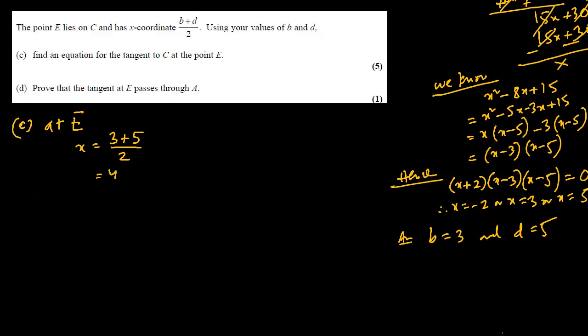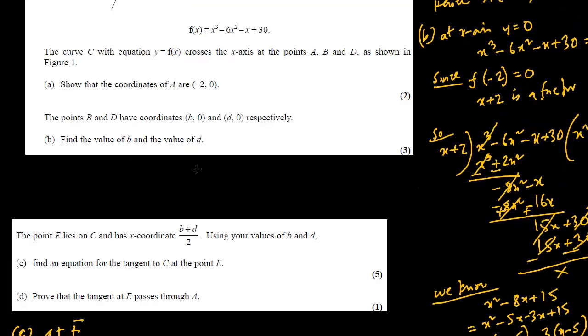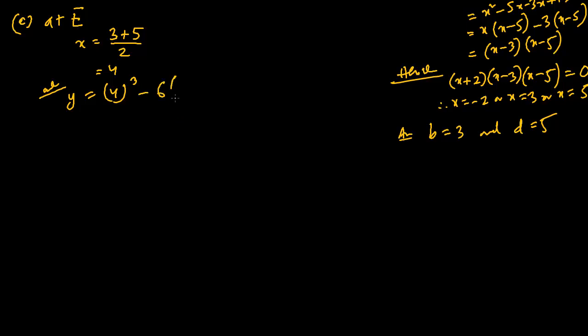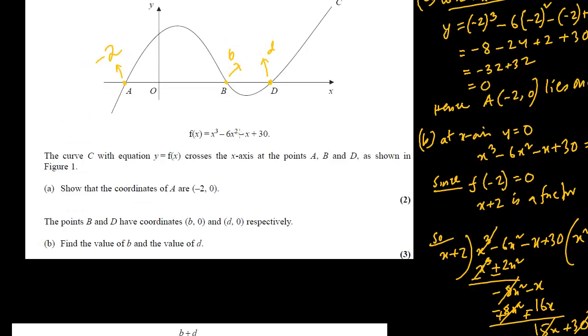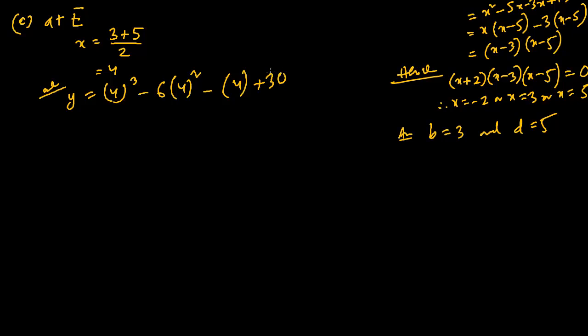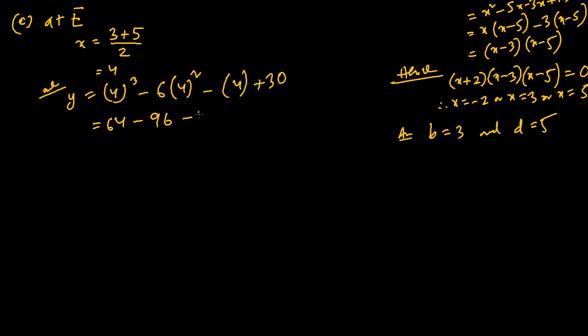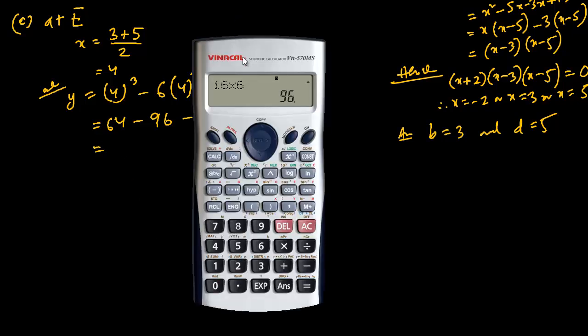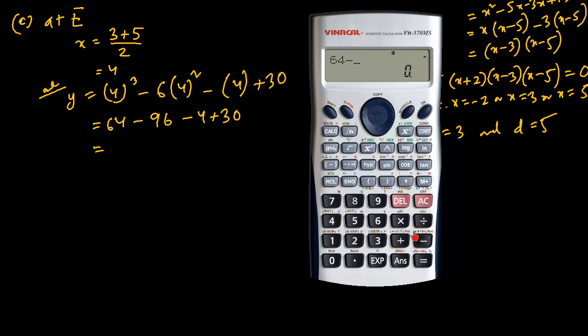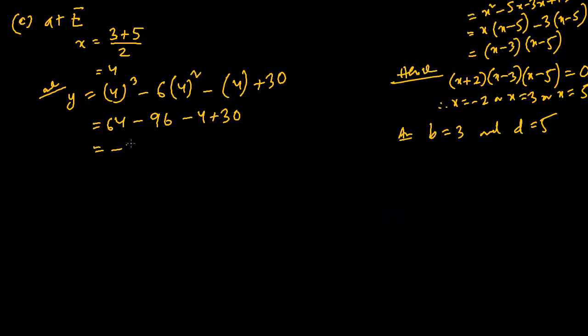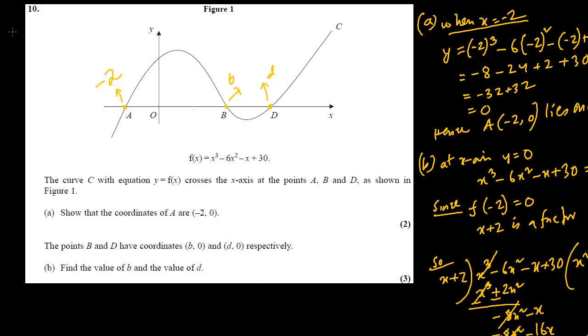Now let's find the value of y. Since x equals 4, we put in x cubed minus 6x squared minus x plus 30, so 4 cubed minus 6 times 4 squared minus 4 plus 30. This turns out to be 64 minus 16 times 6, which is 96, minus 4 plus 30. So 64 minus 96 minus 4 plus 30 turns out to be minus 6. So this is going to be minus 6. Let me show you in the diagram where it would be. That means E is somewhere around here.